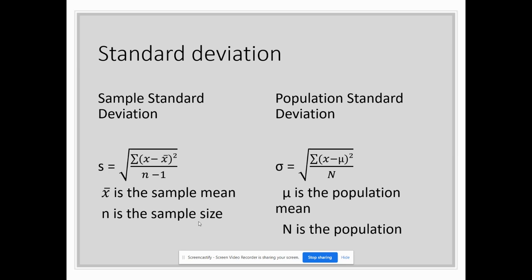Okay, here are the formulas. Again, why don't I care about the formulas? Because Minitab does it for me. You can have a sample standard deviation and a population standard deviation. I'm not even going to go into theory about this. I just want you to know it's how we tell how spread out the data is.